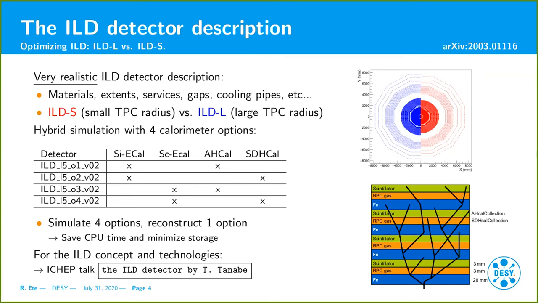So why do we do that? It's because then you can simulate one full detector with four options within the same simulation. You save a lot of CPU by doing that, and you also minimize the storage. Then if you want to reconstruct something, you have to choose an option and just go with it.